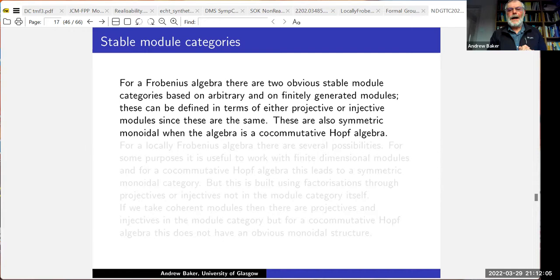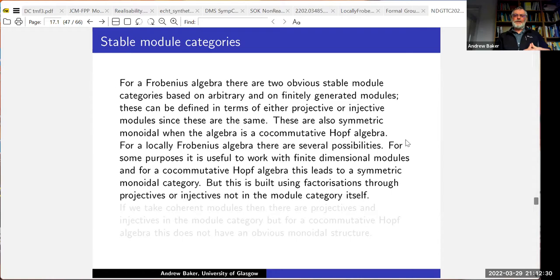If you're working with a Frobenius algebra, at least if your Frobenius algebra is a co-commutative Hopf algebra, this gives you a stable module category which has a symmetric monoidal structure. So there's even a sort of tensoring structure there, and it's symmetric. Now, what happens if we work with locally Frobenius algebras? Well, you have a lot of choices here. You could just decide to work with finite dimensional modules. And again, in the world of co-commutative Hopf algebras, you get a nice symmetric monoidal structure.